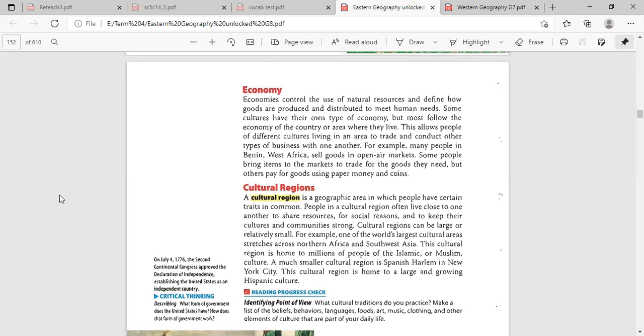And also every culture can define what kind of economy people have to practice. So again, what's the purpose or the job of the economy in any country? You can tell me. Let's see.